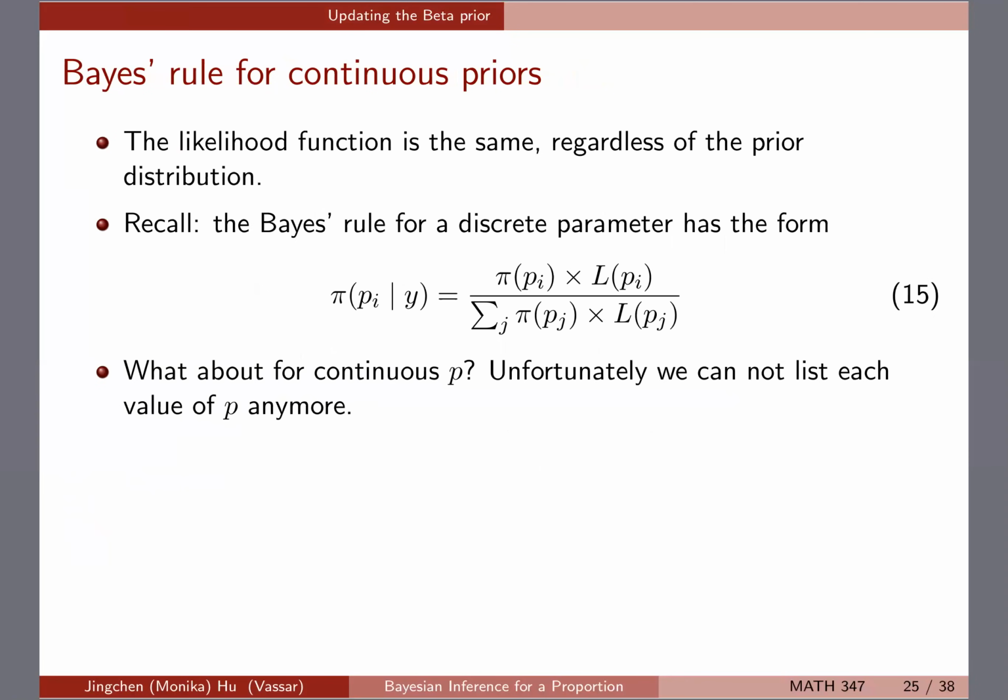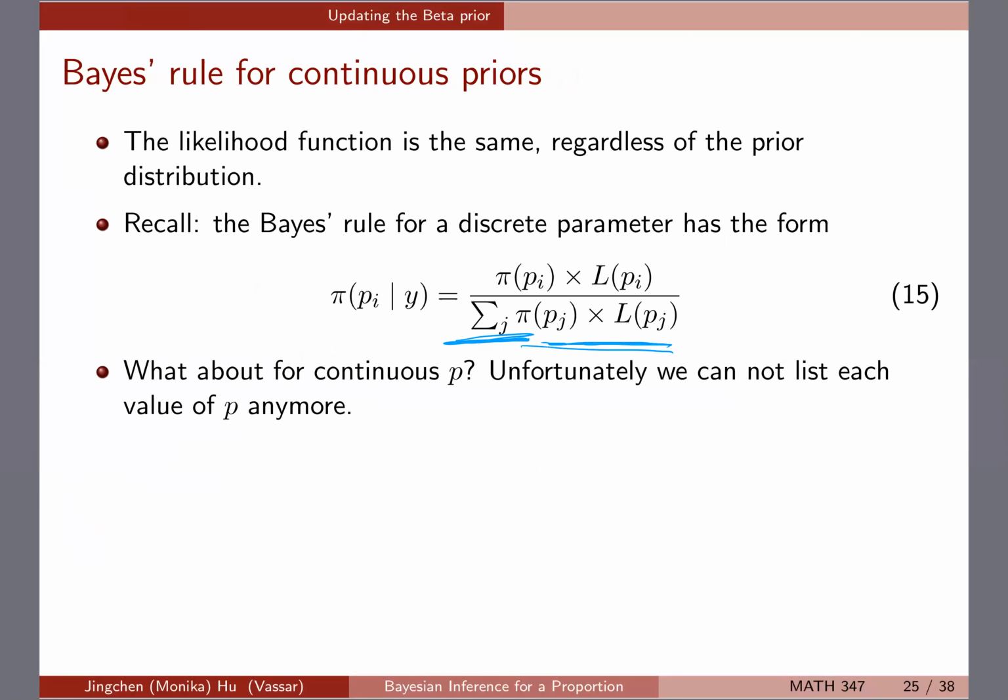Recall that for a discrete parameter, we have equation 15. That was what we used earlier if you have a discrete prior, remember? And we use summation here because you have a discrete partition of the parameter space. Remember, we have 6 different values, so we're doing that over here.